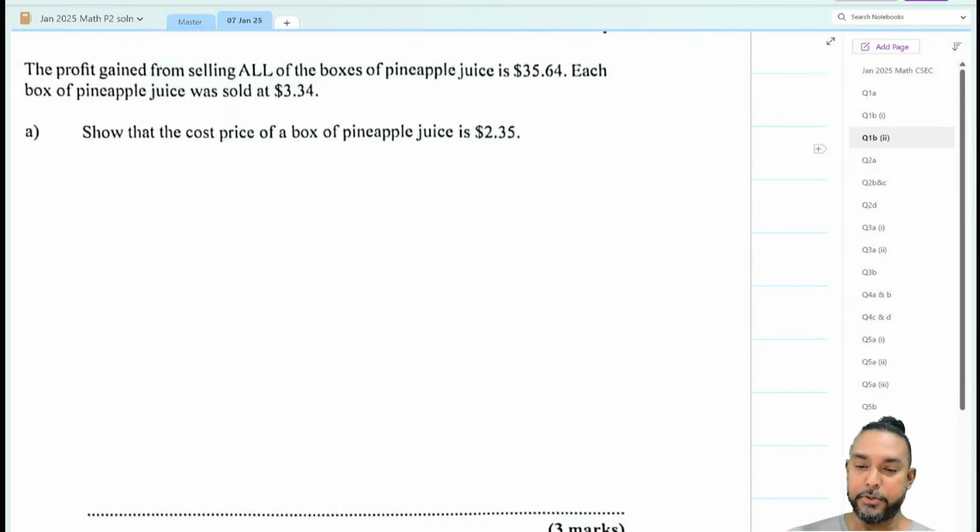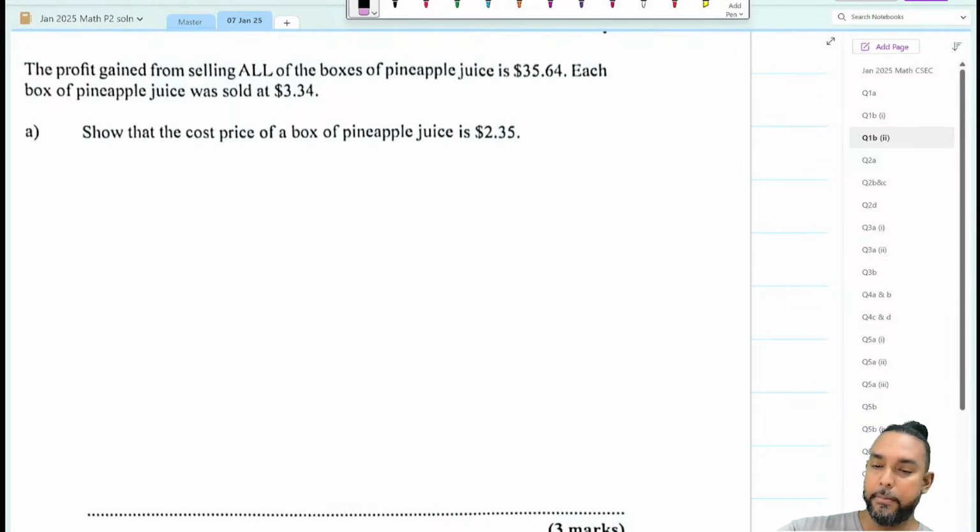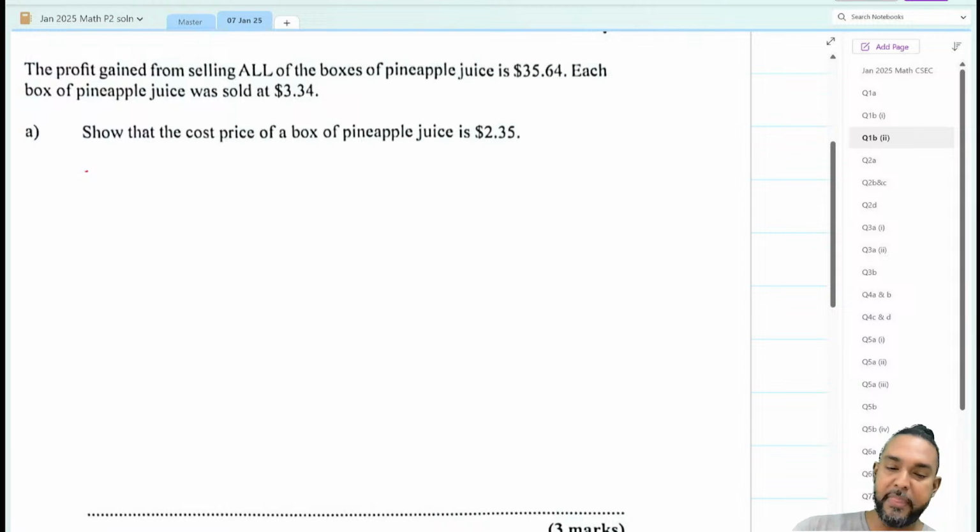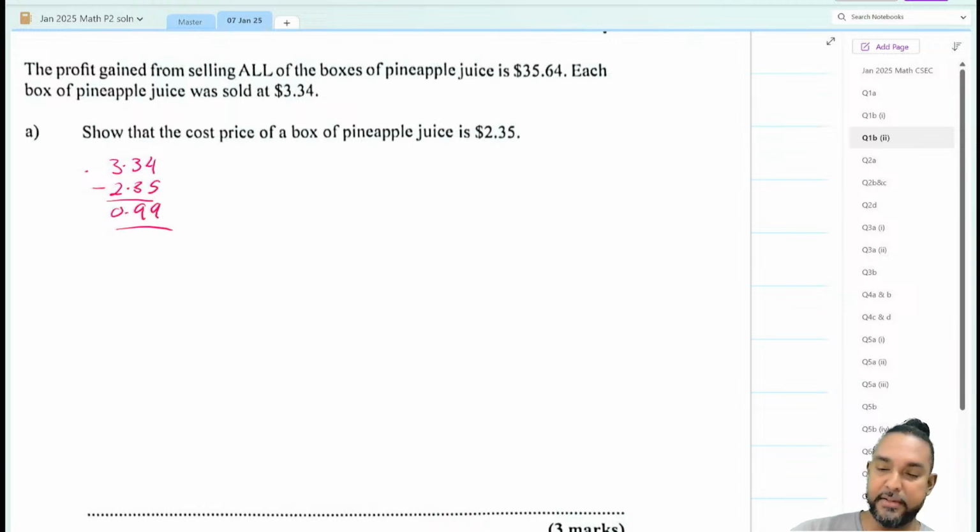All right, so let me deal with it. What we're going to find out is how many boxes were sold, how many boxes of pineapple juice and possibly cases as well. So check this. Each box of pineapple juice was sold for $3.34 and the cost price is $2.35. That's a 99-cent difference. So $3.34 minus $2.35 is 99 cents.